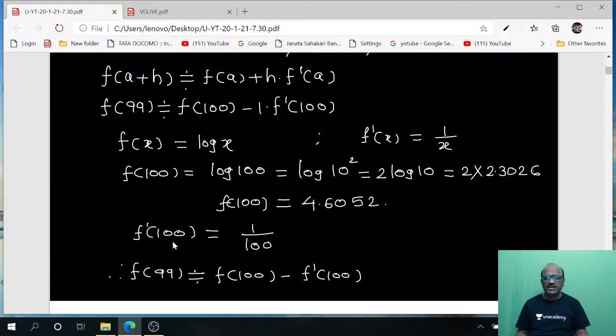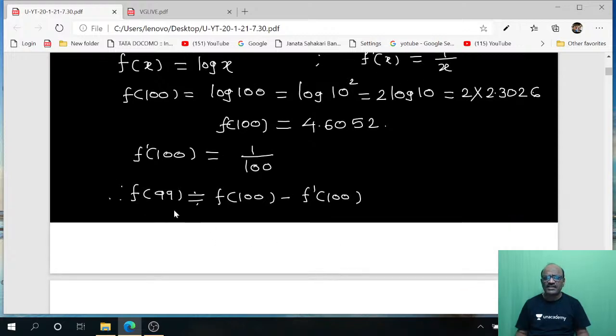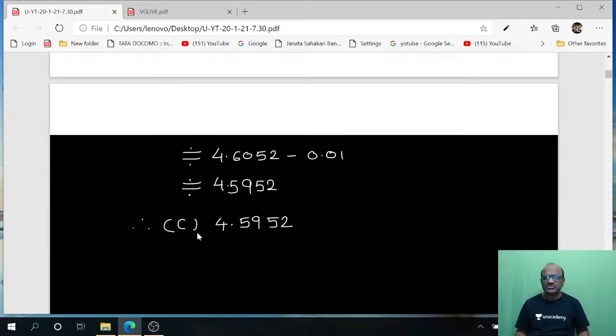Also f dash of x is equal to 1 upon x, and that's why f dash of 100 is equal to 1 upon 100. Now we'll substitute the values. Therefore f of 99 is approximately equal to f of 100 minus f dash of 100. Substituting the values, you will get 4.6052 minus 0.01, and after subtraction you will get 4.5952, and hence option C is the correct one.